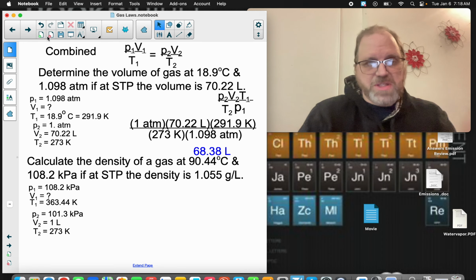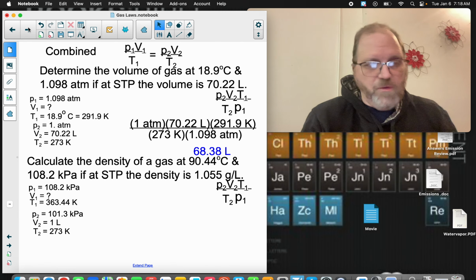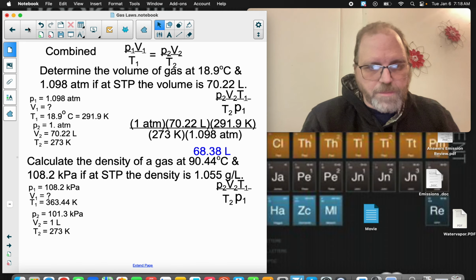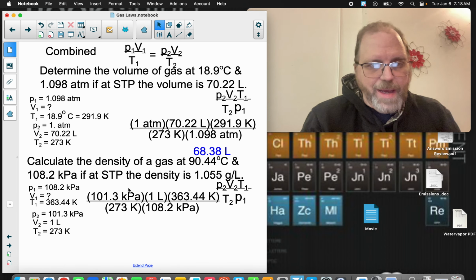All right, so do the same thing we did. Solve for V1. Put our values in. So this should be kilopascals here. I apologize.